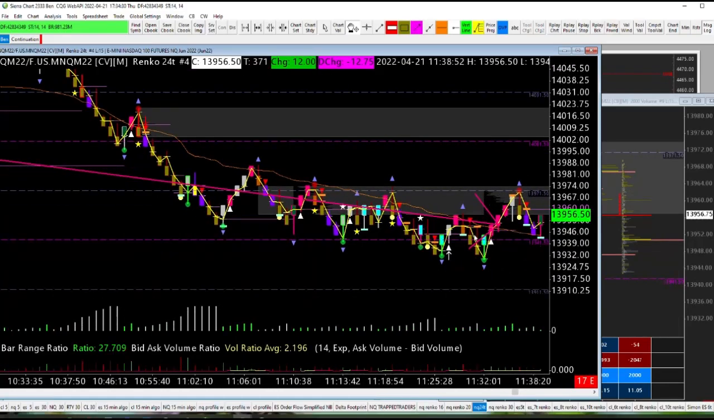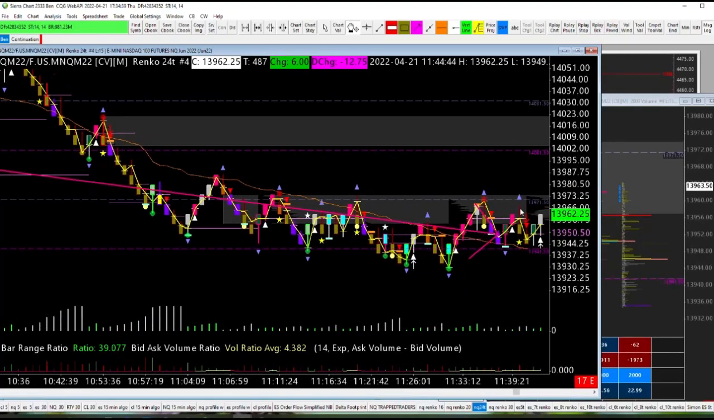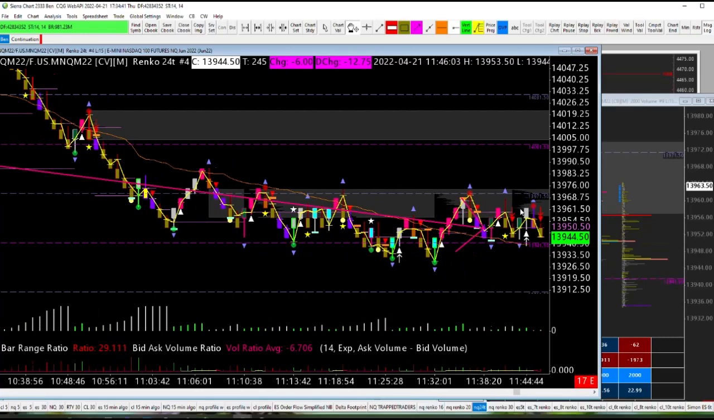And honestly, I think I might have taken this. I don't love it, but I think I took that. And it failed. Yeah, it's going to fail. So it starts going sideways. You can see buyers have no interest whatsoever.